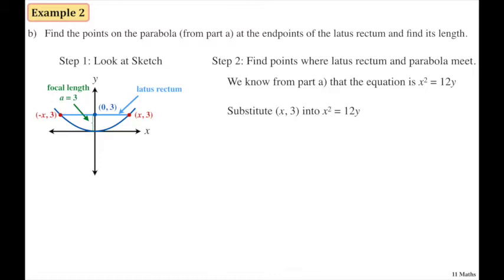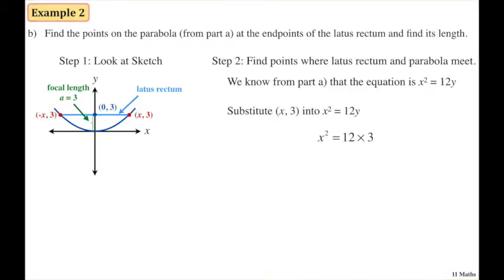So let's substitute one of those 2 points, it doesn't matter which one, I'll choose the positive point x, 3 into x squared equals 12y. So what that effectively means is everywhere I see an x, that will go in place of x, and everywhere I see a y, 3 will be put into that value. So let's see what actually happens when we plug those values in.